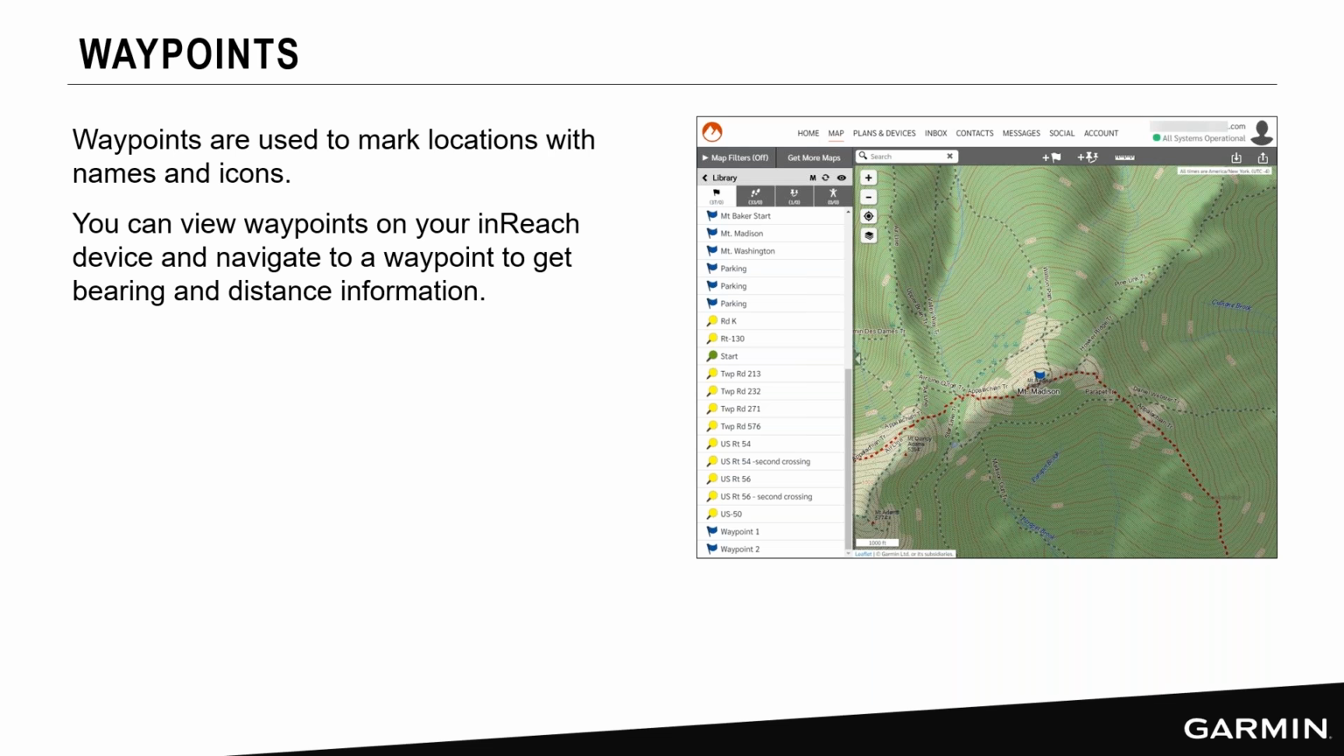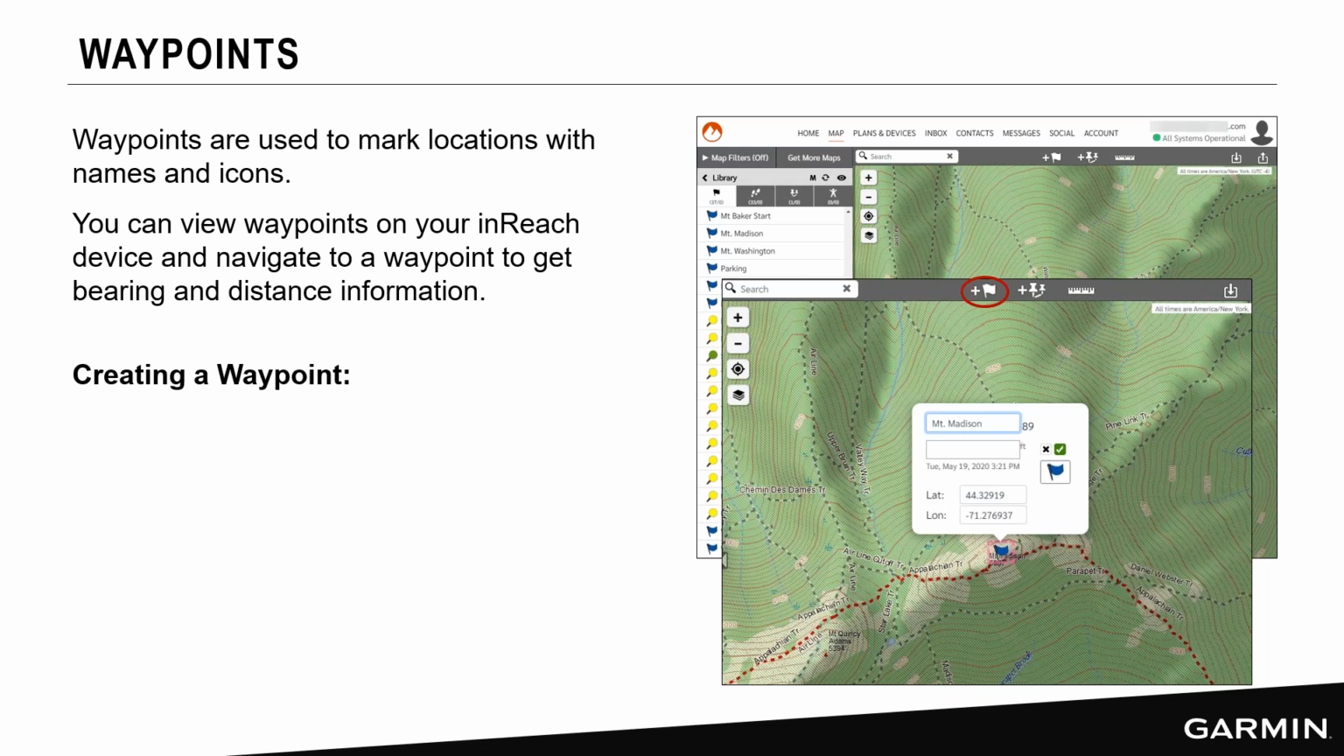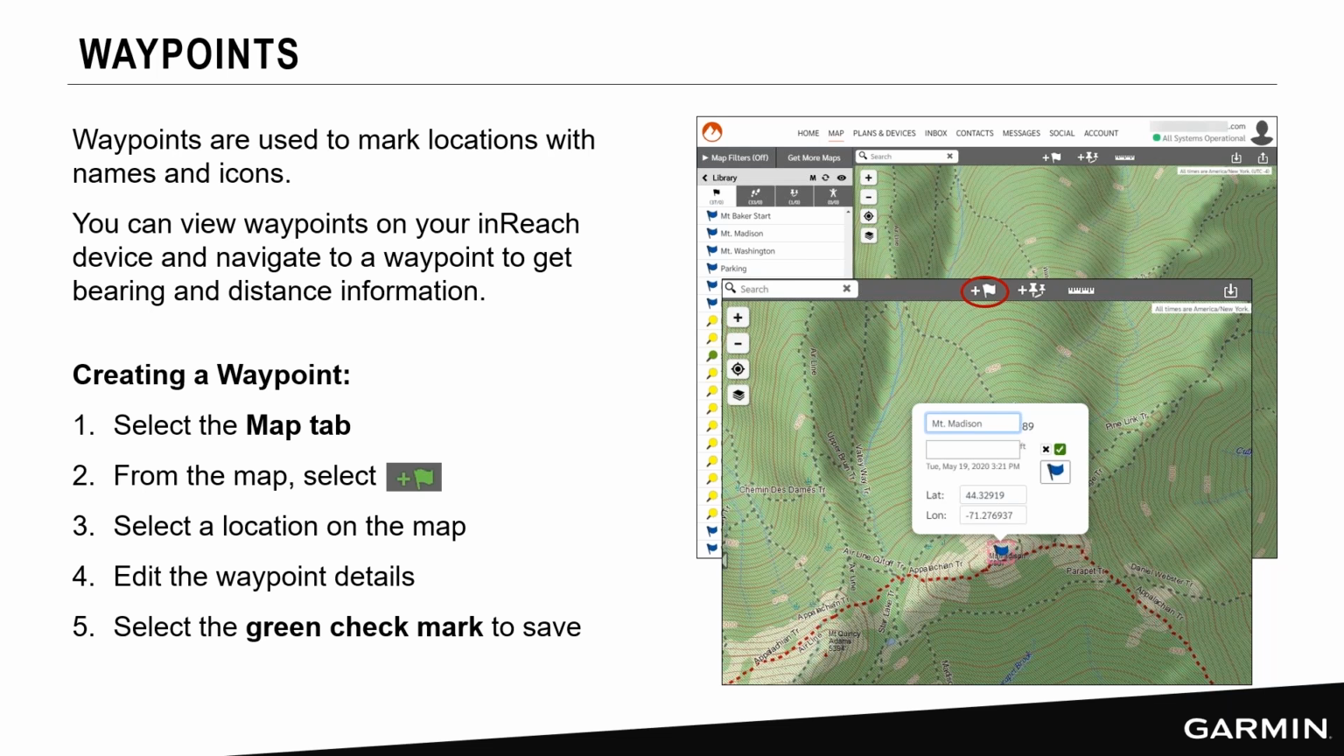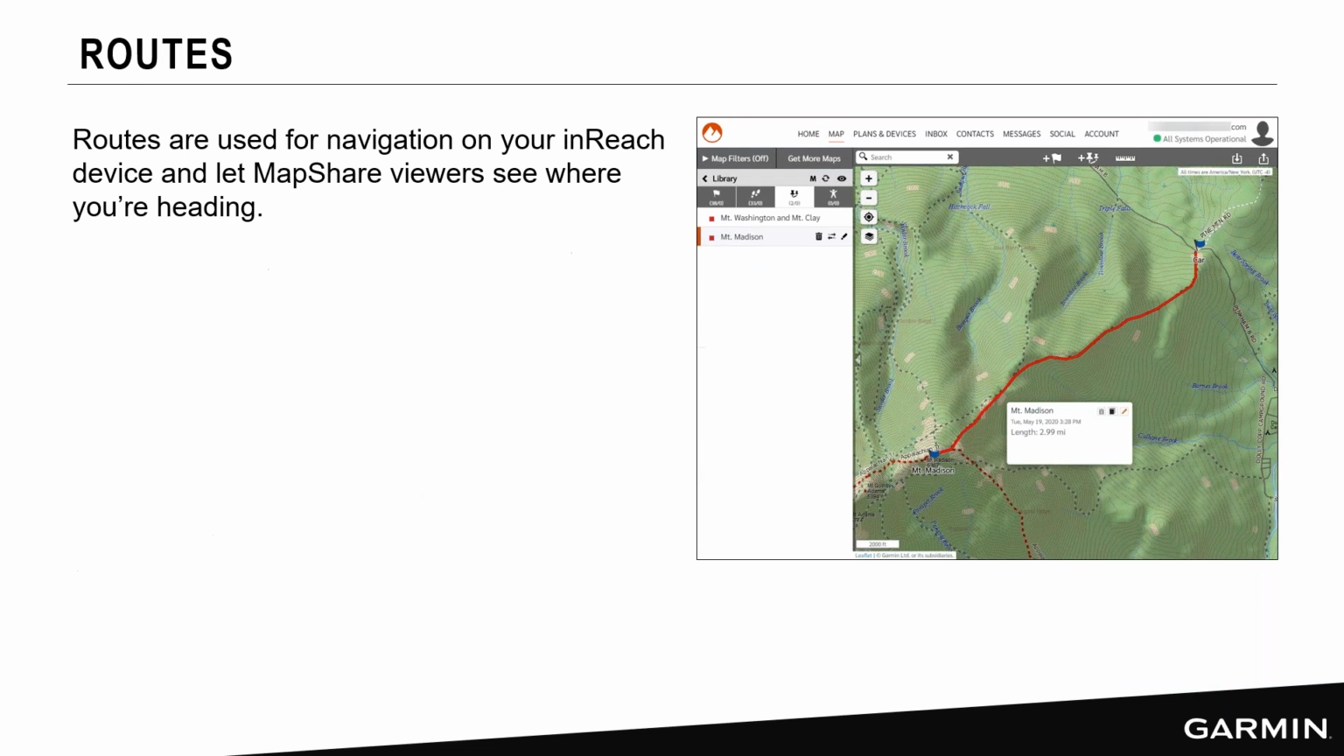So then for the planning piece, we've talked about this in other webinars, but the ability to create waypoints, to create routes, we'll look at all of those. And just to move quickly through this, to create a waypoint, you see the waypoint on the map tab, you select the waypoint tool, and then you select the location on the map where you want to drop that waypoint. And then you can edit the waypoint details like the name and the symbol. And when you're finished, you choose the green check mark to save it. That will create the waypoint and put it into your library.